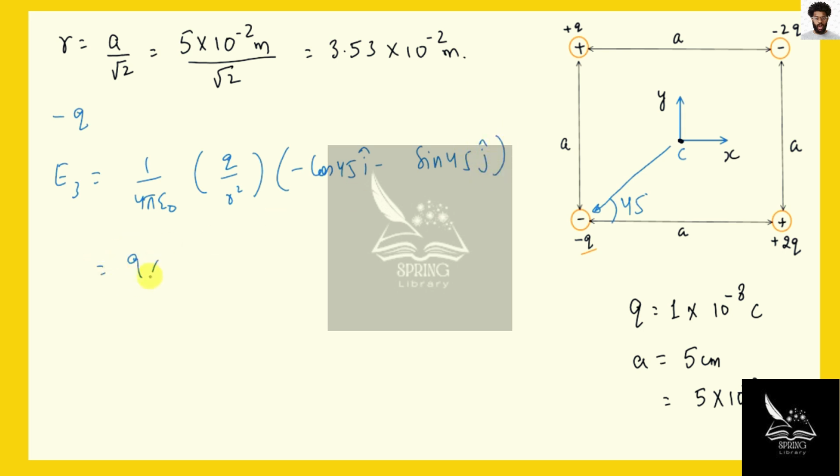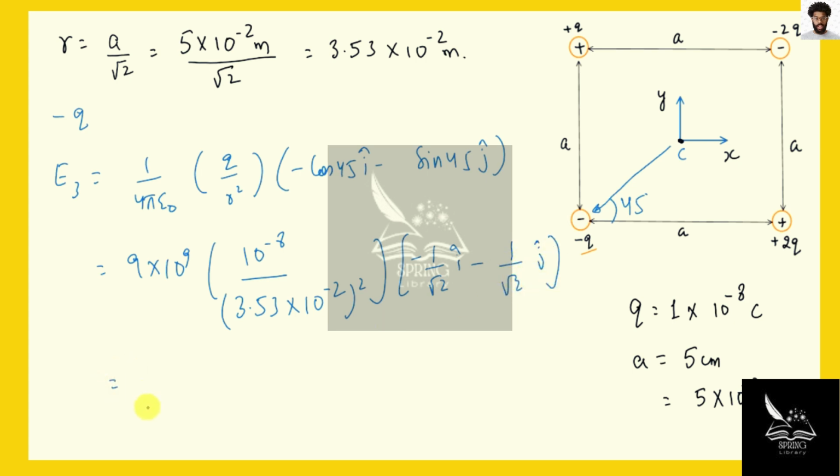So here we'll get 9 times 10 to the power 9, and q we have 10 to the power minus 8 divided by r square we have this much, so 3.53 times 10 to the power minus 2 whole square, multiplied with minus cosine 45, which is 1 over root 2, so minus 1 over root 2 i cap minus 1 over root 2 j cap. Now we're going to simplify this and we'll get minus 5.091 i cap minus 5.091 j cap.